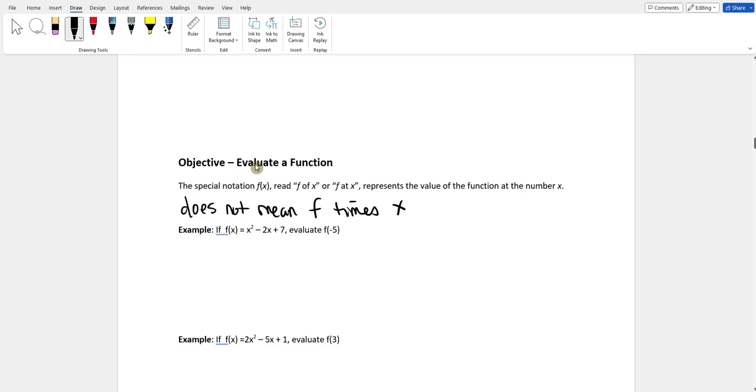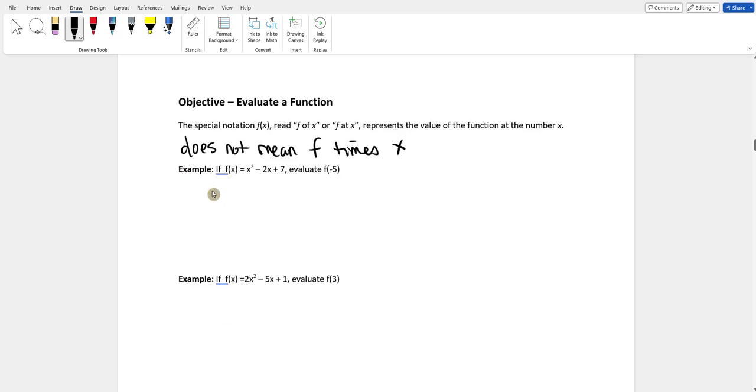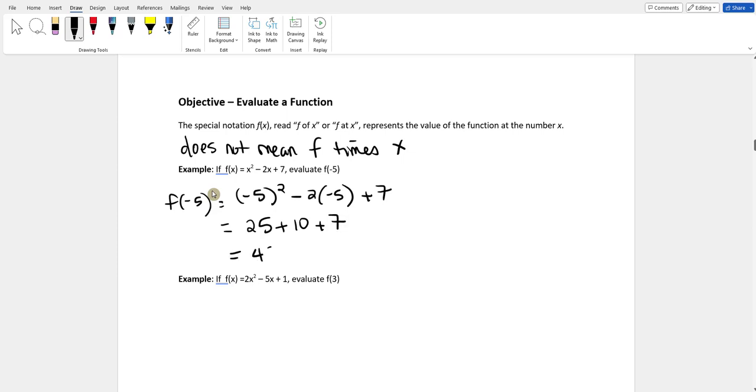So let's look at this problem. We have f of x is equal to x squared minus 2x plus 7. We want to evaluate this at -5. So we're going to calculate f of -5. This means whenever we see an x, we're going to substitute -5 in, and then we're going to calculate the answer. So -5 squared is 25. -2 times -5 is 10. And then plus 7, I get 42.